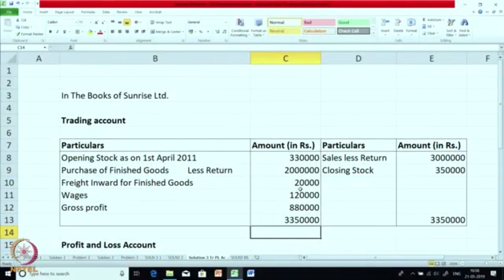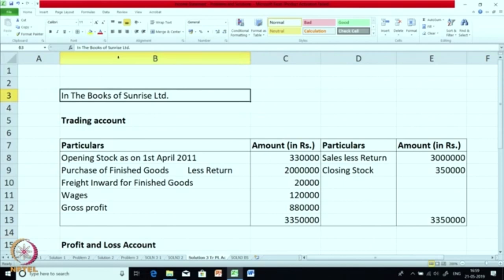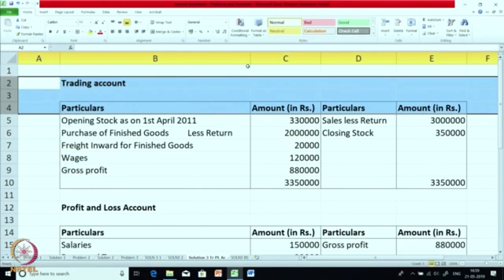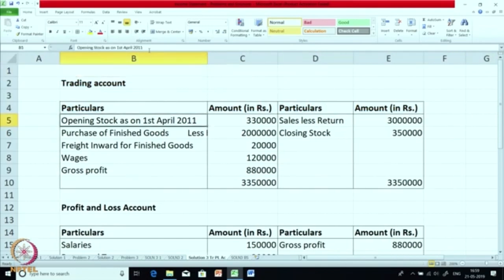So here is a solution for the P&L account. Are you getting it? In the trading account, we have two credit items, sales and closing stock. The total is 33,50,000, and there are four debit items: opening stock, purchase, freight inward and wages. So we get a gross profit of 8,80,000. I hope it is matching with you.